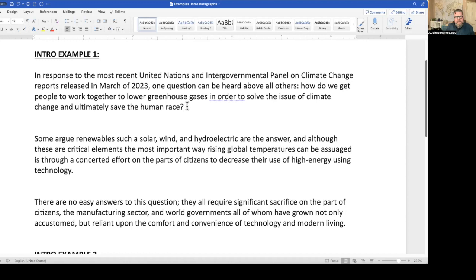So in this case, I'm not going to read the whole thing to you, but if we read it, this opening, which is like an interesting, engaging question to compel the reader to read on, does not very smoothly transition into the argument. You have this opening that ends with this question, and then you have this argument that says some argue renewables such as solar, wind, and hydroelectric are the answer, and although these are critical elements, blah, blah, blah. The problem is you need something between this and this.